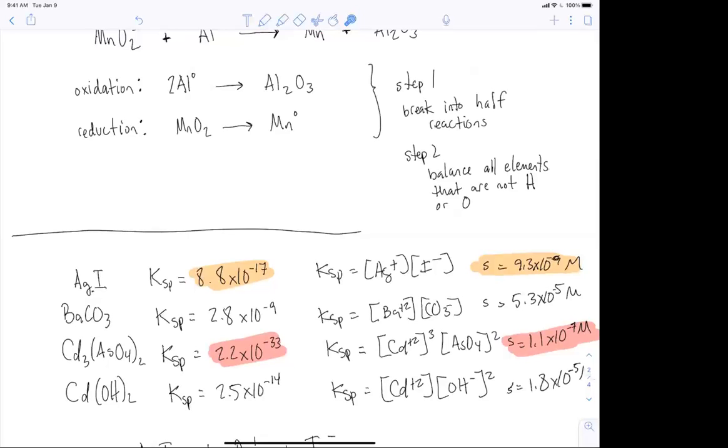It just doesn't directly compare, I guess, is the problem. I'm trying to think of a way to word it so that it makes sense. It is true that if something has a very low KSP, generally it's going to be very insoluble. But if you compare two KSPs, it doesn't compare exactly. The relative numbers don't work out perfectly. Yeah, it makes perfect sense why my answer's wrong. I'm just trying to figure out why I missed it.